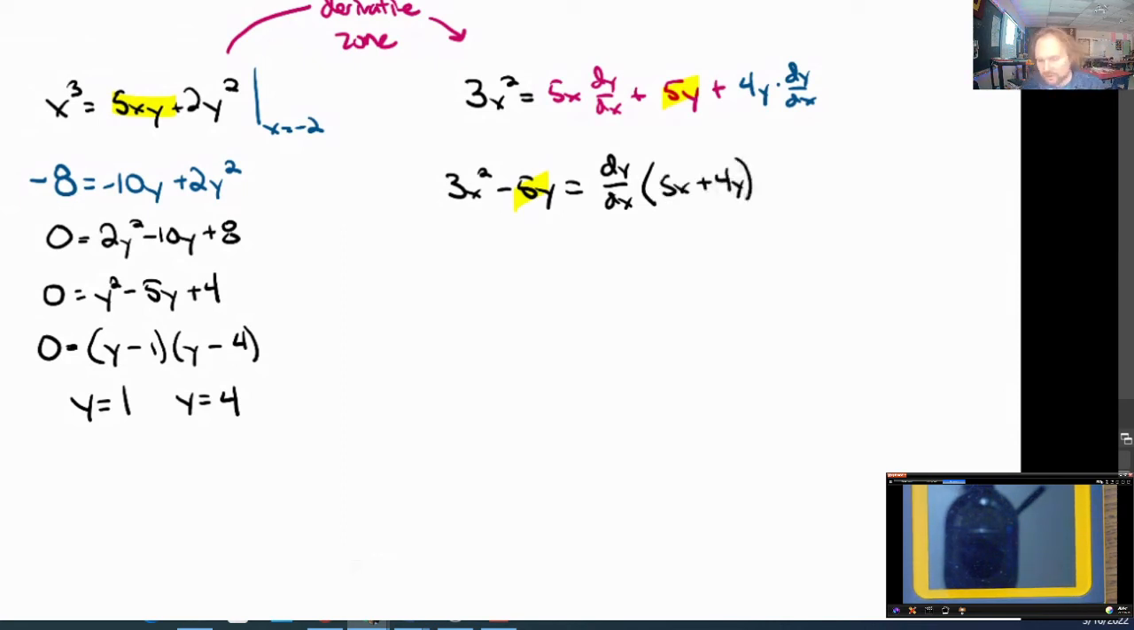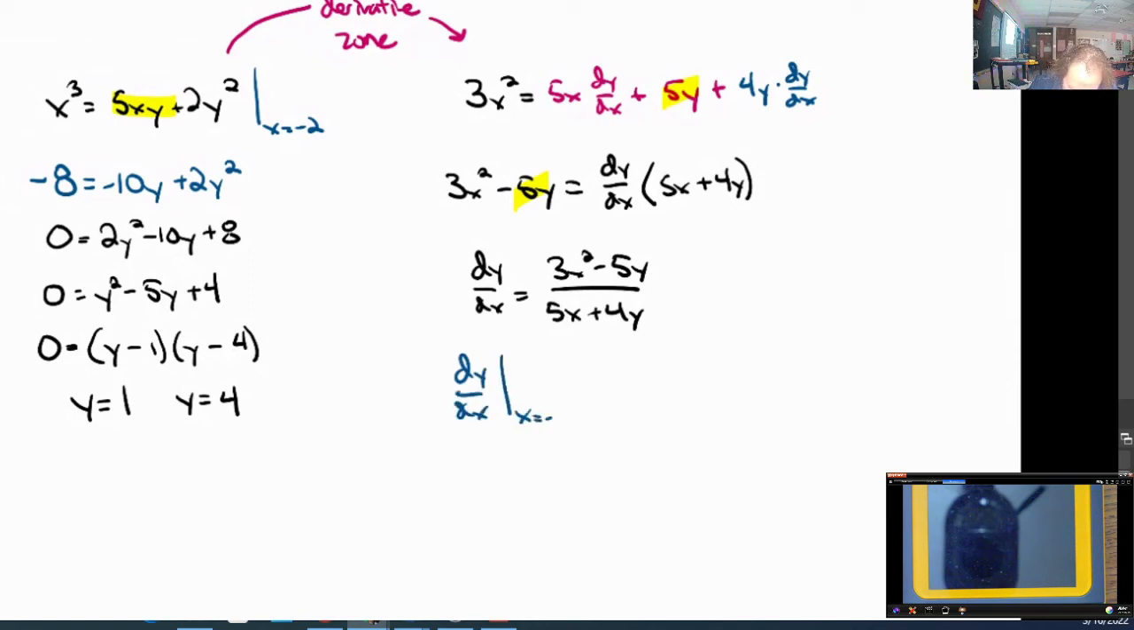A lot of times when I'm solving these problems, I do these steps at the same time. There's a lot of algebra going on here, but hopefully at this point you're a little experienced with this where you can move things around pretty easily without showing every single step. The final thing here is that dy dx is equal to 3x squared minus 5y over 5x plus 4y. And we need to evaluate this. We need to figure out what the slope is when x is equal to negative 2.